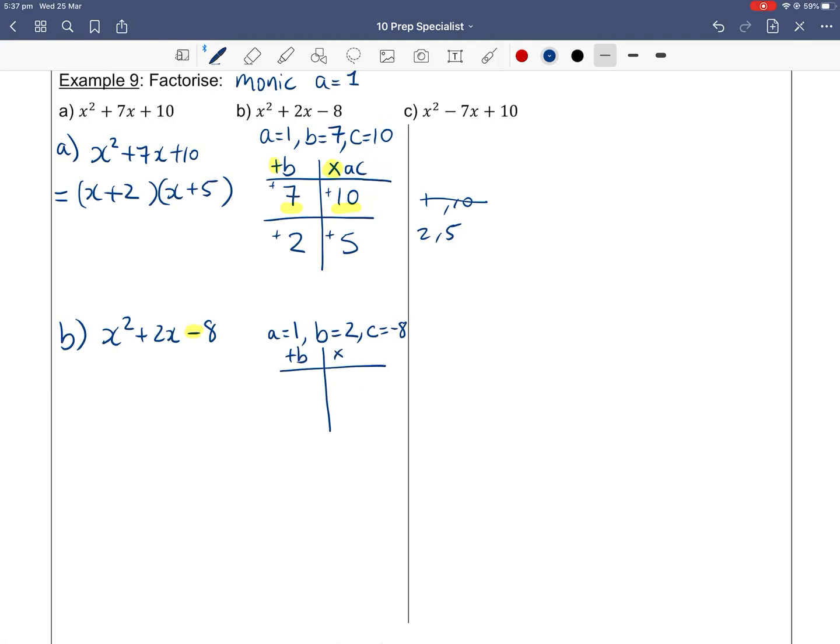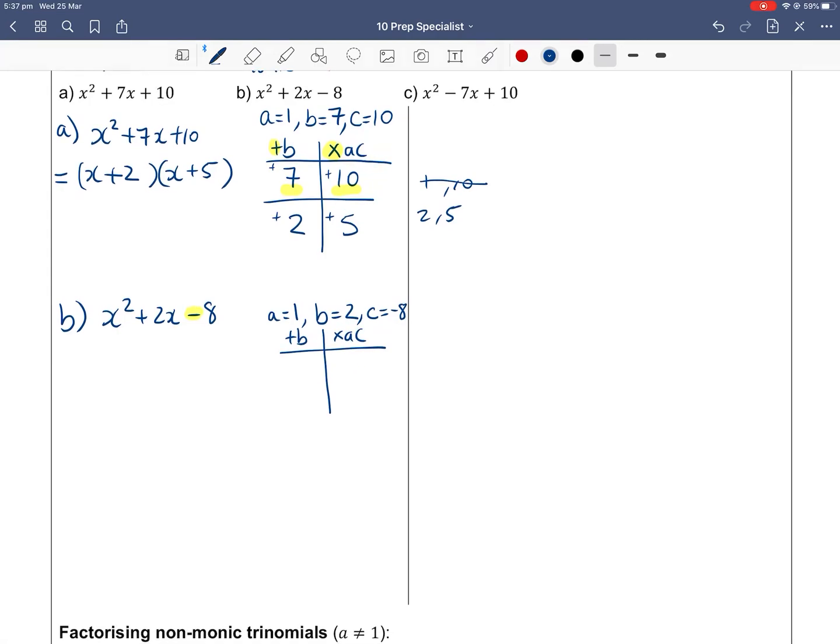So plus b times ac. B is 2. A times c, 1 times negative 8 is a negative 8. So I'm thinking of two whole numbers that multiply to be negative 8 and add to be positive 2.